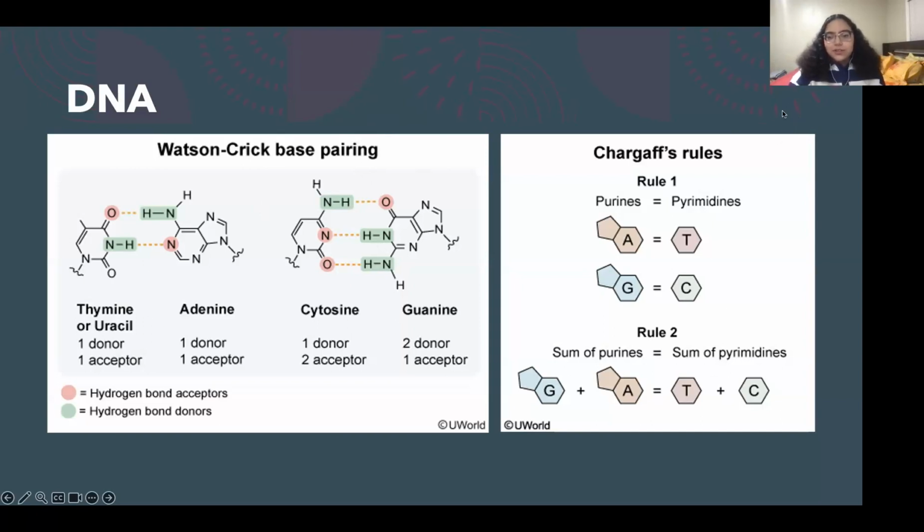Also, Chargaff's rules. Adenine and guanine are purines, so they have 2 rings, whereas thymine and cytosine are pyrimidines, so they have 1 ring, and then AT bind, CG bind, as I said. And so also the sum of the purines will equal the sum of the pyrimidines, if you ever need to use that.